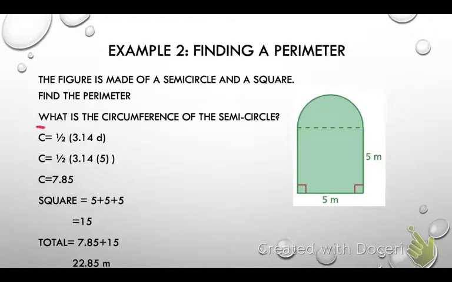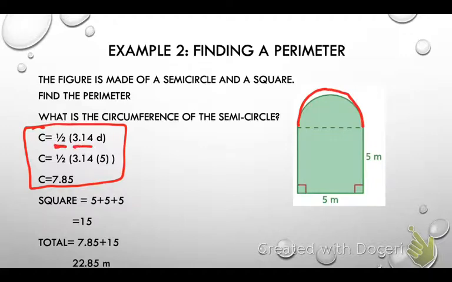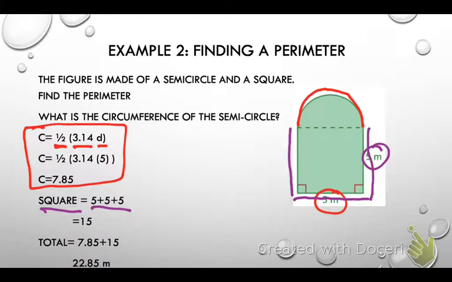Just a reminder, this is how I figured out the circumference of my semicircle. It's half of a circle, so it's half pi d. Here's my d. And then to get the perimeter of my square, I just have 3 sides to my square. Each side is 5, so that's why I added them all together. If I take the perimeter of the square and the perimeter of the semicircle, I get 22.85, and my units are meters. Again, if you have a question, write that down on the side. If you need to pause the video, pause the video.